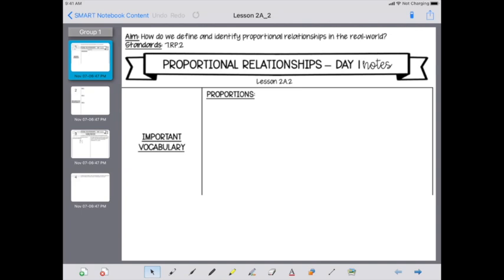So welcome back. We are still in Unit 2, but we are on Lesson 2. We're going to be talking more about proportional relationships. Our aim for today is how do we define and identify proportional relationships in the real world? So the first thing that we want to talk about are important vocabulary words, which is proportions.